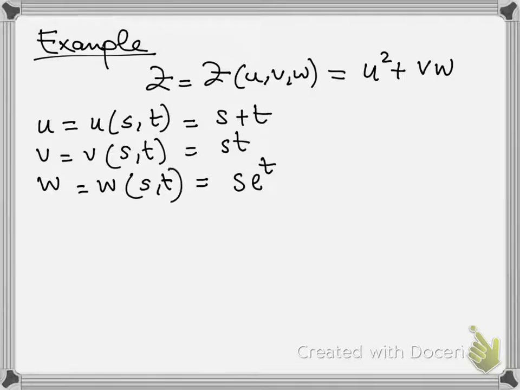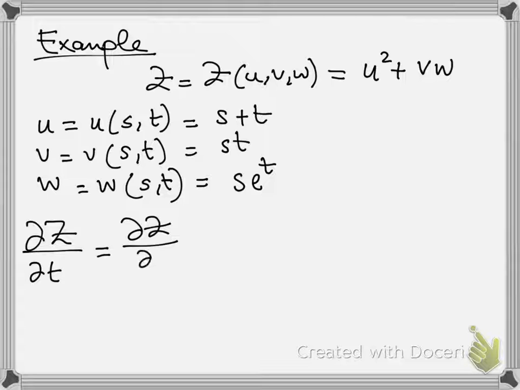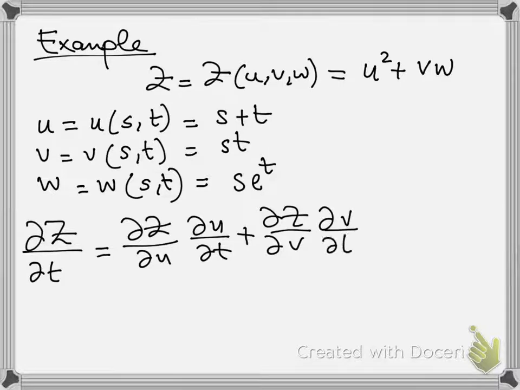Okay. Now, let's say you want to compute partial z, partial t. So we want to go from z to t, right? So there are three different ways to go from z to t: through u, through v, and through w. If you go through u, that would be partial z, partial u, partial u, partial t. You can go through v, so that's partial z, partial v, partial v, partial t. And finally through w, partial z, partial w, partial w, partial t.